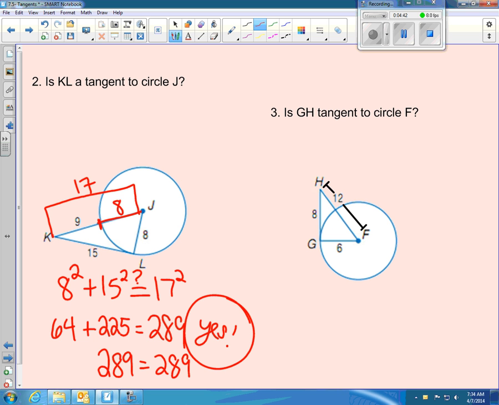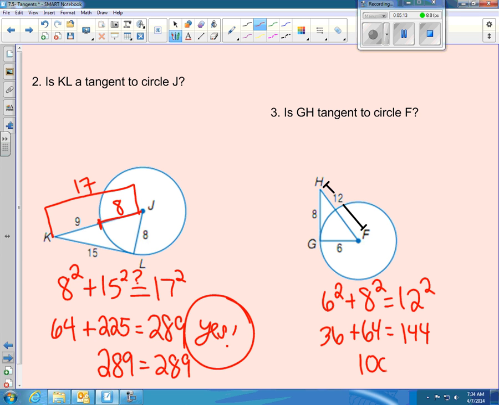Okay, so in number 3, it asks us, is GH tangent to circle F? Notice here now that 12 is going to go the whole distance of H and F. So 6 is a side, 8 is a side, and 12 will be our hypotenuse. 6 squared is 36. We know 8 squared is 64. And 12 squared gives us 144. So if we add 36 and 64, we get 100. And we know that 100 is not equal to 144. So no, this is not a tangent.